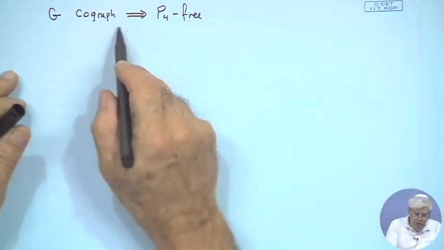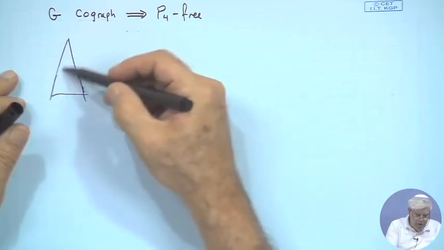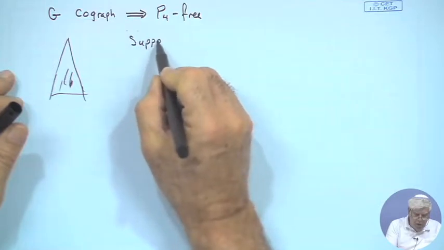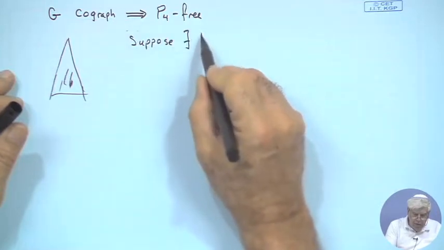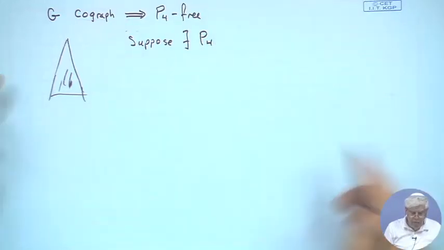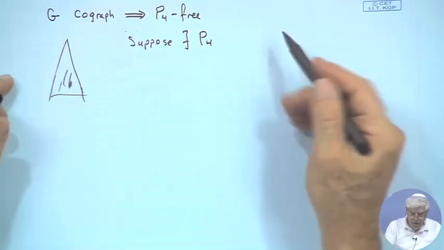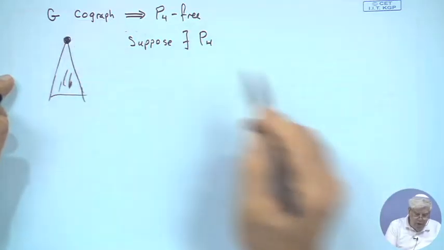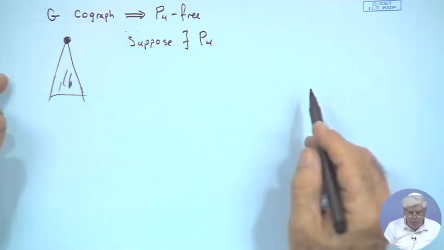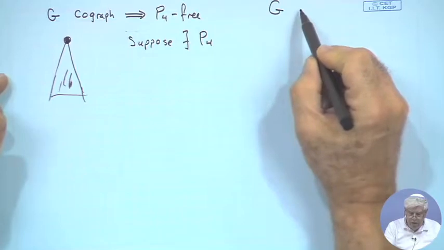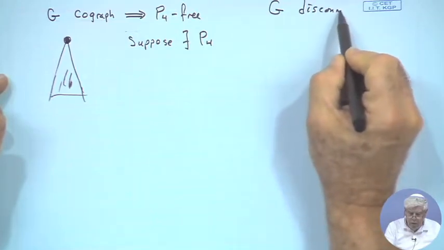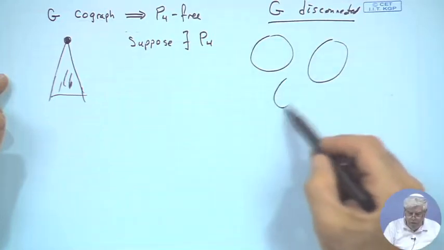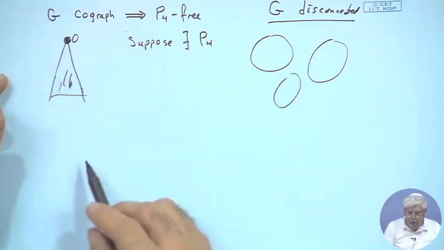Well, suppose it's a cograph. I have a cotree representation for it. And suppose, to the contrary, there exists a P4 somewhere in the graph. Here's my graph on the right. Well, what is the node at the top of the cotree? What's its label? Either my graph G is disconnected. If it's disconnected, so it has a bunch of different connected components, the label is zero.